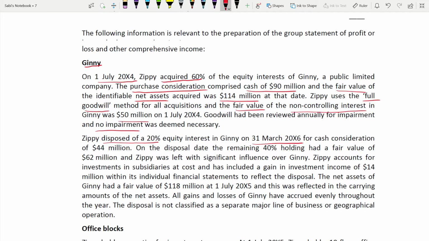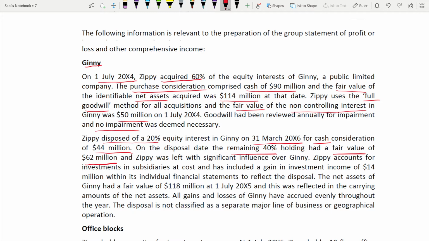For cash, for how much? For cash, 44 million. On the disposal date, remaining 40% holding. Okay, so the remaining means from 60, after you dispose 20, what is the remaining? That is 20%. That is your associate. Okay, so the remaining associate, you need to know the fair value. It has a fair value of 62 million, and Zippy was left with significant influence over Guinea. The reason why they are saying significant influence is so that you can say it's an associate, right?